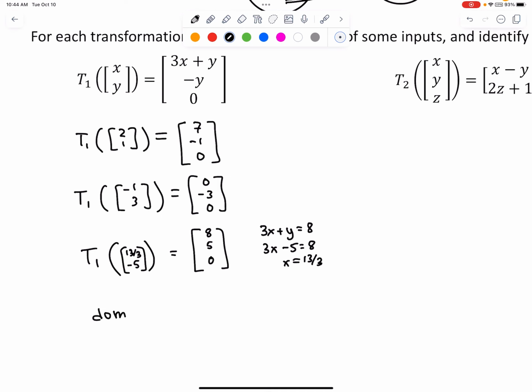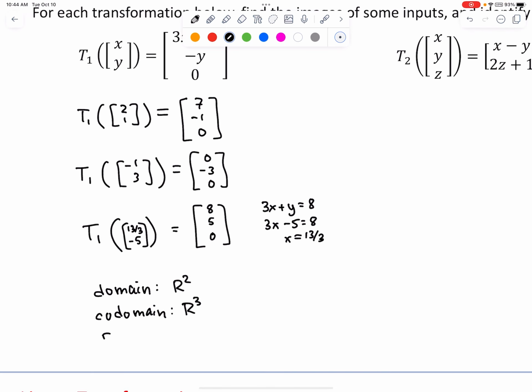The domain is the set of all possible input vectors, and so, unless there are specified restrictions, we are allowing x and y to be any R2 vector. So the domain will be all of R2. The codomain is simply the parent space of the output vectors. And since the output vectors are 3-dimensional, we'll say the codomain is all of R3. But it's not necessarily the same thing as the range.